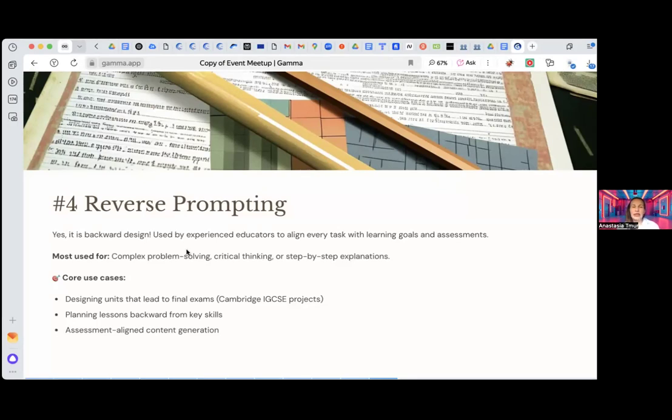It is used by experienced educators, and I think that you will like it. For use cases: designing units, planning lessons backward from key skills. For example, you have a list of skills and you want to make a lesson for kids or students. So you may just text like, use reverse prompting and make this and this and this.